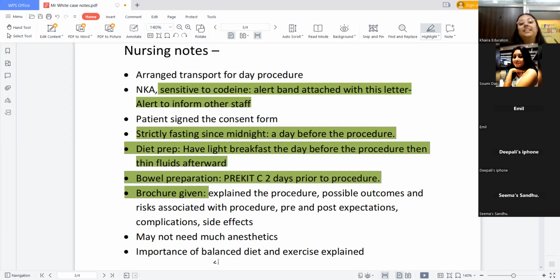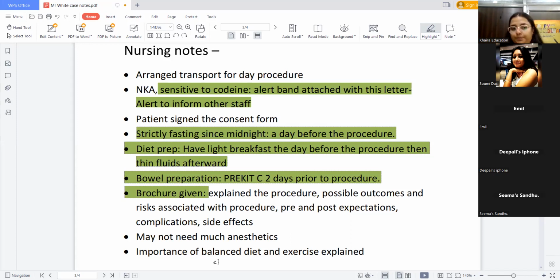The patient has signed the consent form. Now, this is a point of controversy. Let's discuss it. The reason I don't want it to be included, I have two. One is that the patient has requested the colonoscopy himself. That itself clearly tells that obviously the consent form would have been signed.